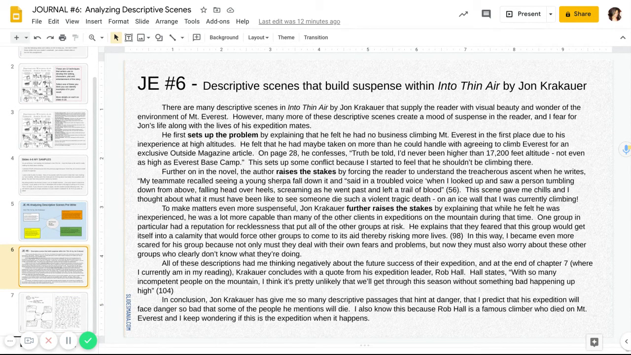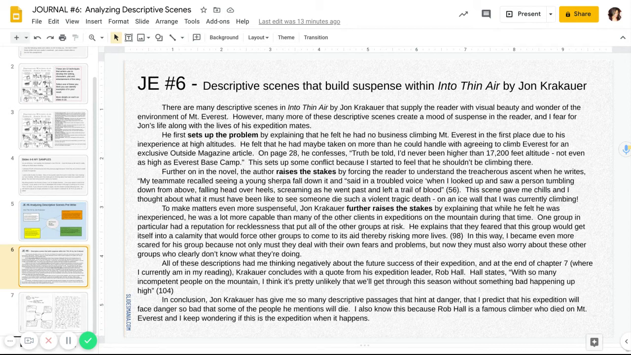So here you have it. Here's my writing long, and I'll read it out loud to you. There are many descriptive scenes in Into Thin Air by Jon Krakauer that supply the reader with visual beauty and wonder of the environment of Mount Everest. However, many more of these descriptive scenes create a mood of suspense in the reader, and I fear for Jon's life along with the lives of his expedition mates.